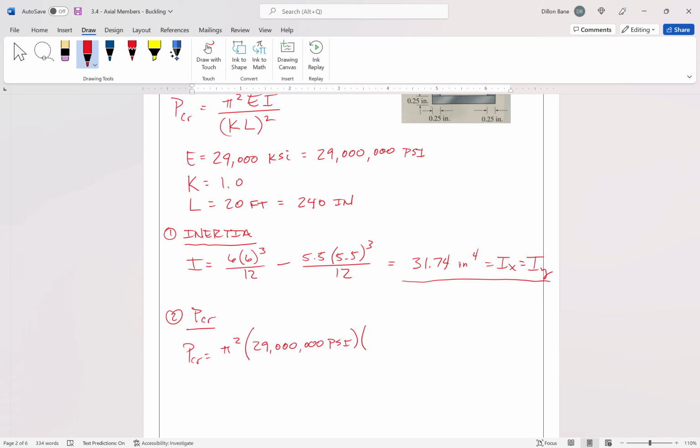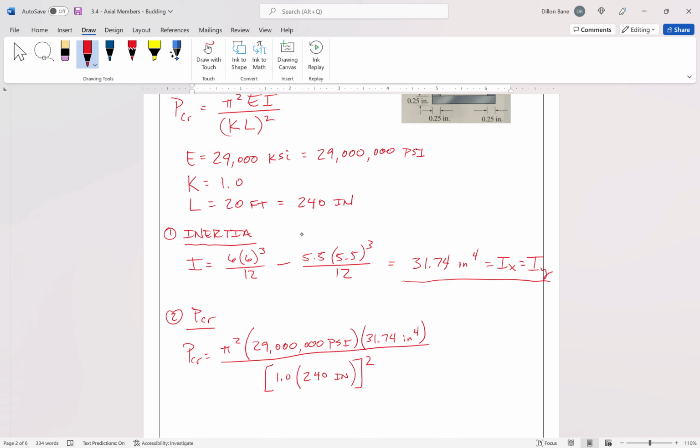Moment of inertia I, 31.74 inches to the 4th, all divided by KL squared, where K for this problem is 1.0, and the length of our column is 20 feet. Again, I'm just putting that into inches so that our units will work out. We get 240 inches, and that term gets squared.